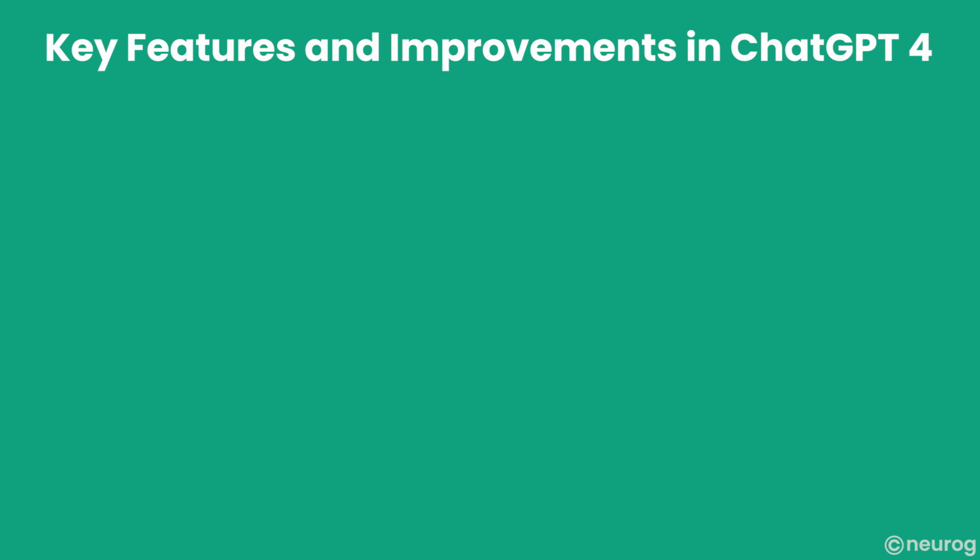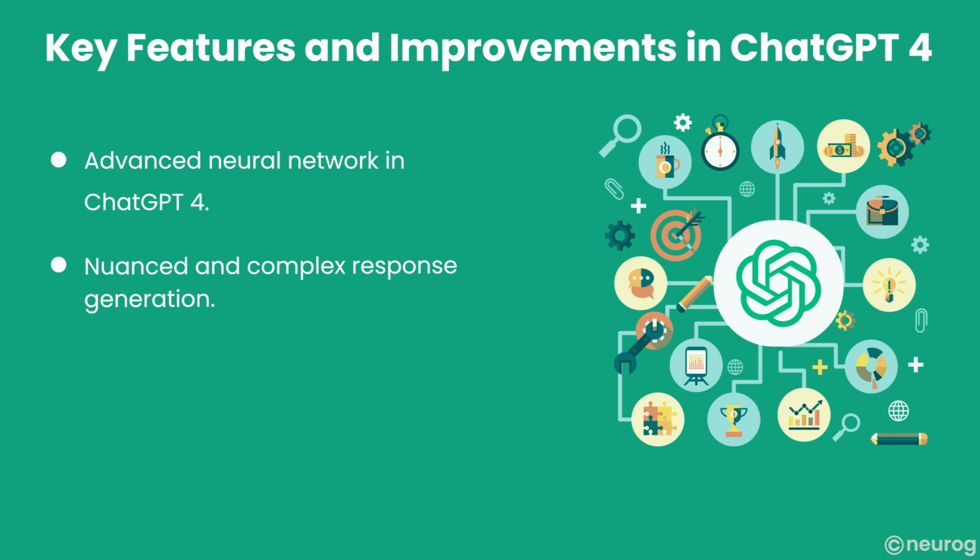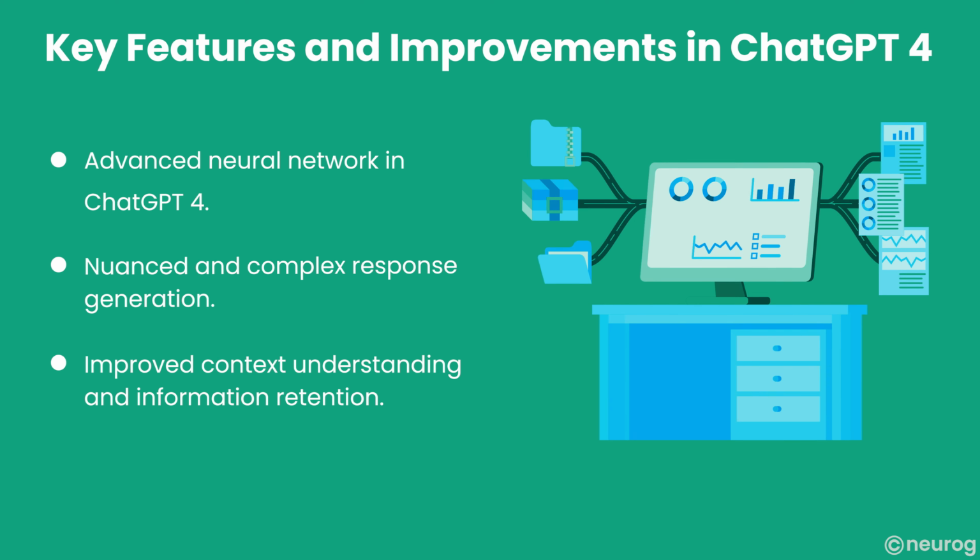ChatGPT 4, the latest iteration in the series, comes with several enhancements and new features. It boasts a more advanced neural network architecture, enabling it to understand and generate more nuanced and complex responses. One of the key improvements is its ability to handle more intricate prompts and provide more accurate and detailed answers. ChatGPT 4 also shows advancements in understanding context and retaining information over longer conversations. Let's take a closer look at how these features work and how they represent a significant upgrade from ChatGPT 3.5.